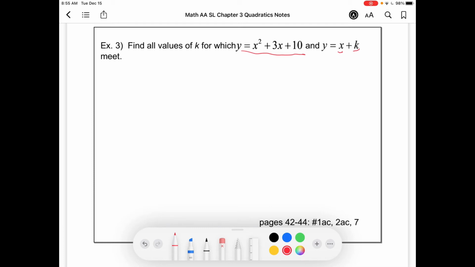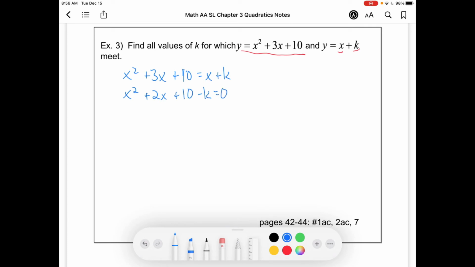So as soon as you have one of these ones where it says that they meet, or how many solutions they have, or how many points of intersection, then we might be thinking about a discriminant question. You can do this in a bunch of steps. A meeting place would make me think of this: x squared plus 3x plus 10 equals x plus k. I might move some stuff over, so I'll get x squared plus 2x plus 10 minus k equals 0.